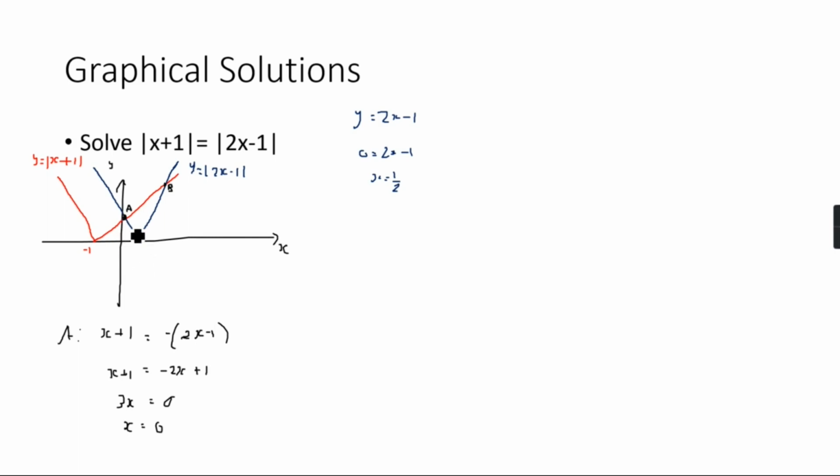They've got the same y-intercept, so I guess it makes sense. For point B, it's the positive branch, the unreflected branch of both of them, so they can both stay positive. So we've got x plus 1 equals 2x take 1. Adding 1 to both sides, we've got x plus 2 equals 2x. Take away x from both sides, we've got x equals 2, and that's the other solution. So the solutions are x equals 0 or x equals 2.